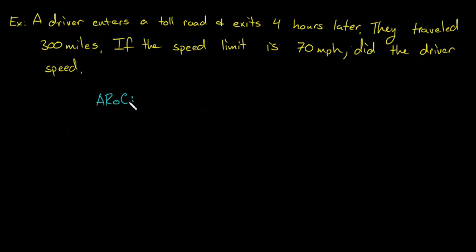Miles per hour. How do we find it, though? I don't have a bunch of miles per hour to add up. You have miles and you have hours. 300 miles per 4 hours. They went 300 miles over 4 hours.